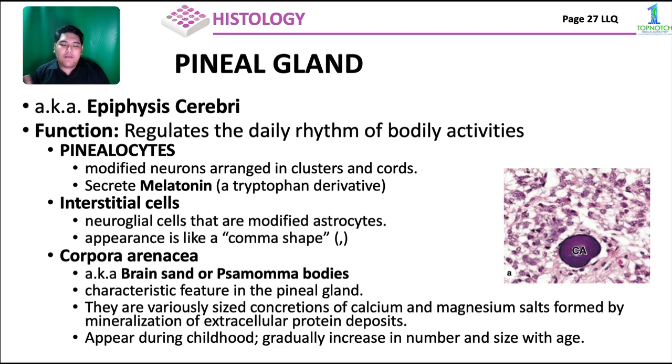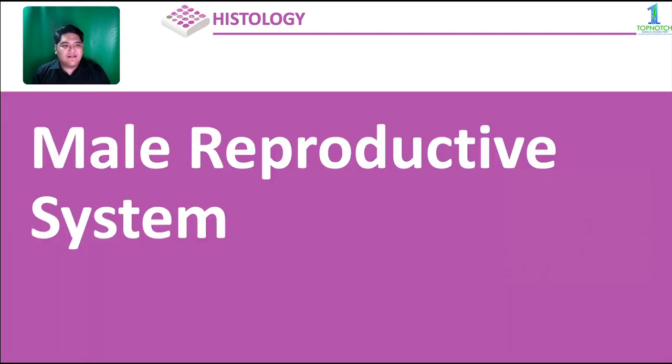Okay, and then pinaka highly testable is your corpora arenacea, also known as your brain sand or psammoma bodies. No, your corpora arenacea is from the pineal gland. No, ako ang natatandaan ko, arena of pines. So corpora arena, pines, pineal gland. Alright? Kasi may isa na corpora amylacea na makikita naman natin sa prostate gland. Ang mnemonic ko naman doon, si Amila, no, loves the prostate. Yan. Sige. Move on na tayo sa male reproductive system.